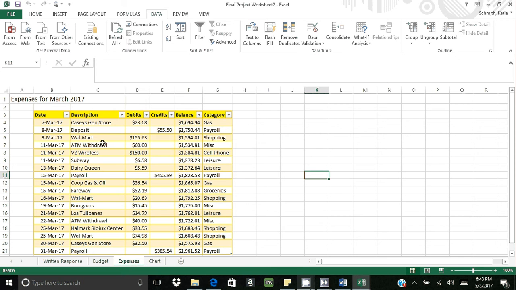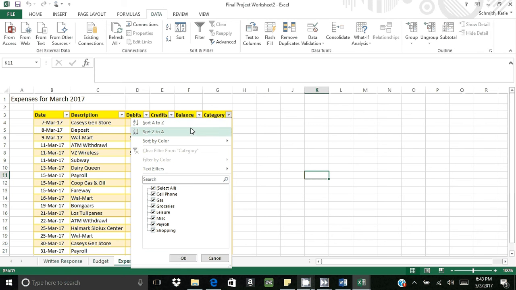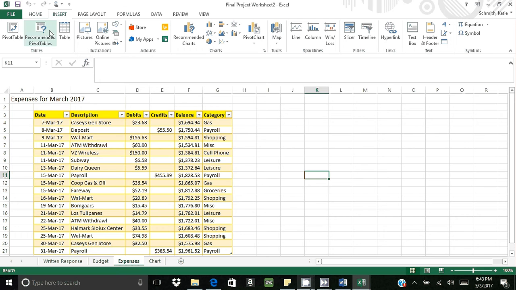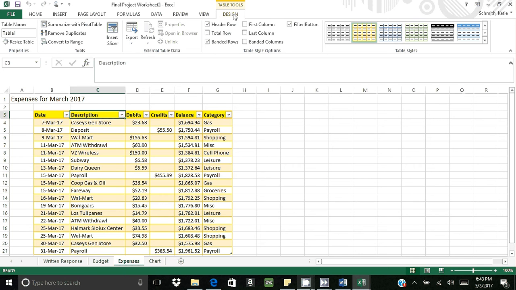And next, I took my expenses from my bank statement from the month of March, and I created a table for the month of March, and I also put in the category at the end of the table that I used in my budget from earlier. This way I can sort from A to Z or Z to A or however I feel fitting, and I did this by clicking Insert and Table, and I formatted it to Table Style Light 19, and I did that by going to Table Tools and Design.